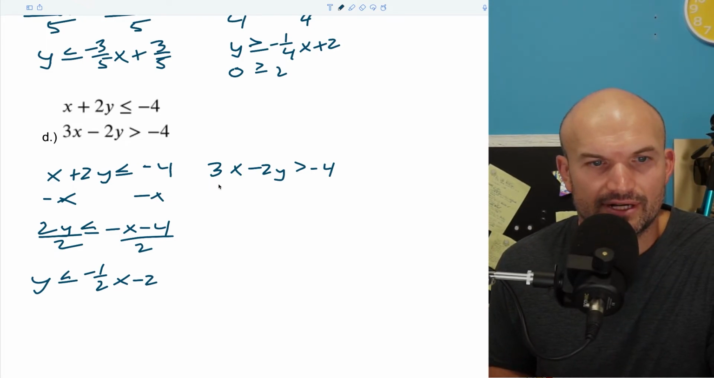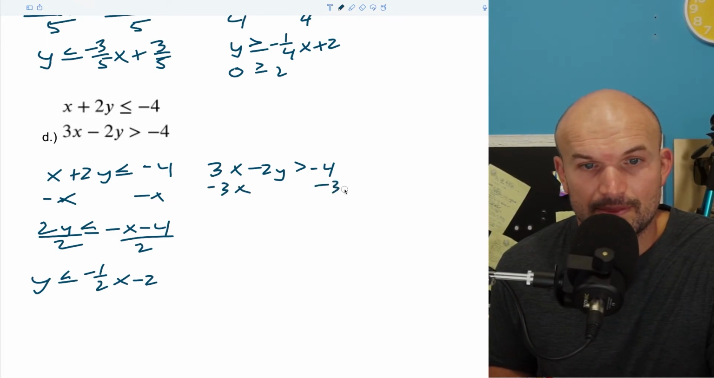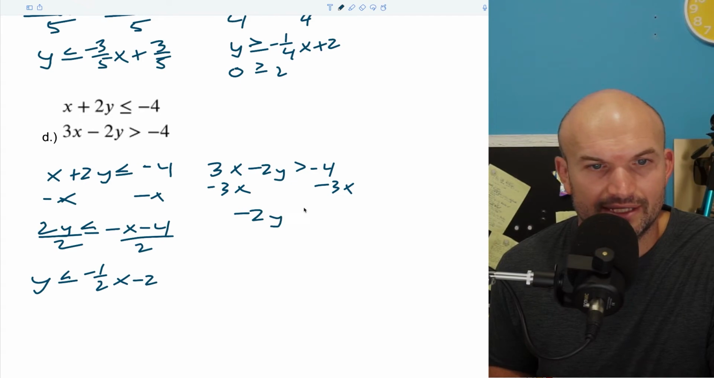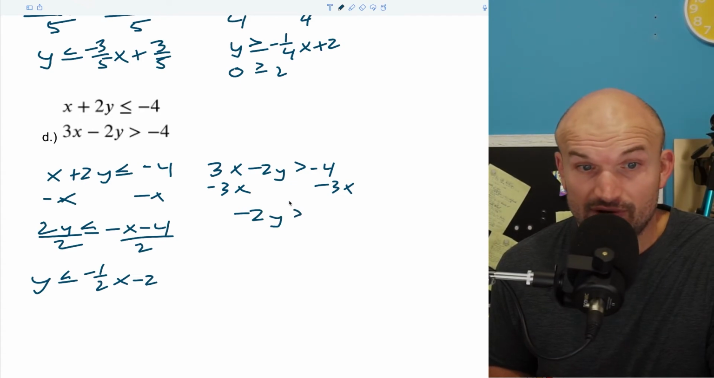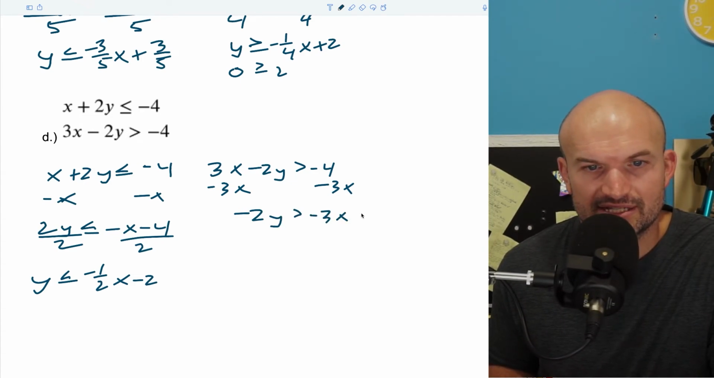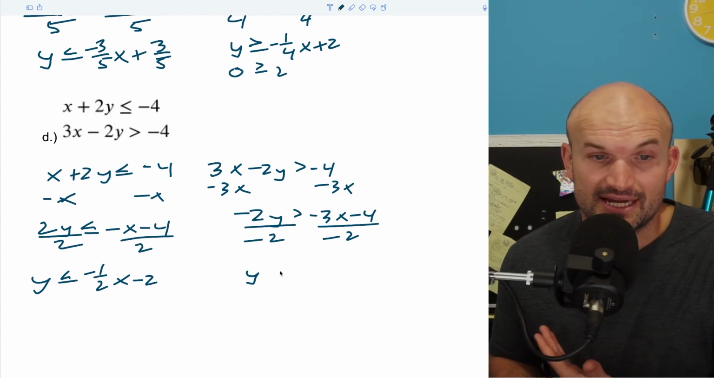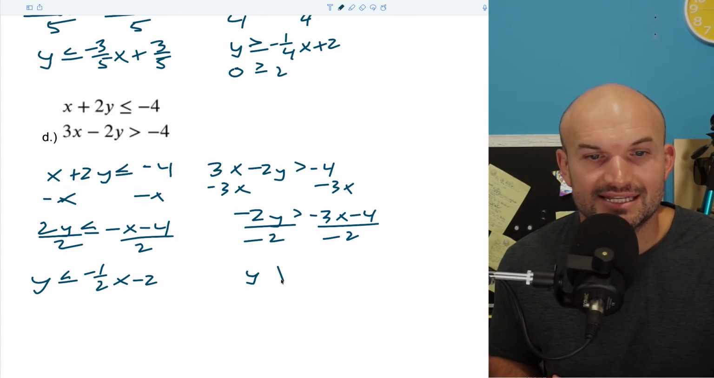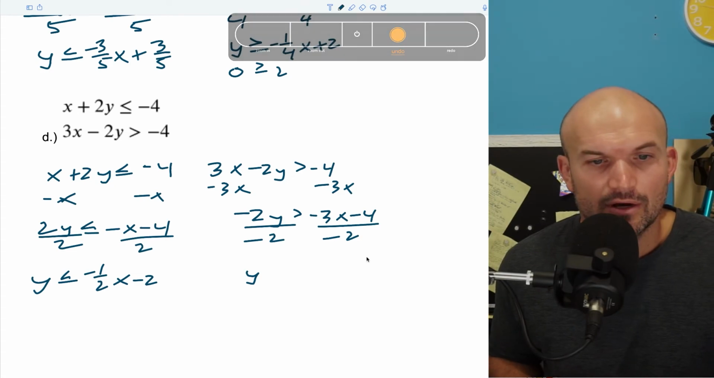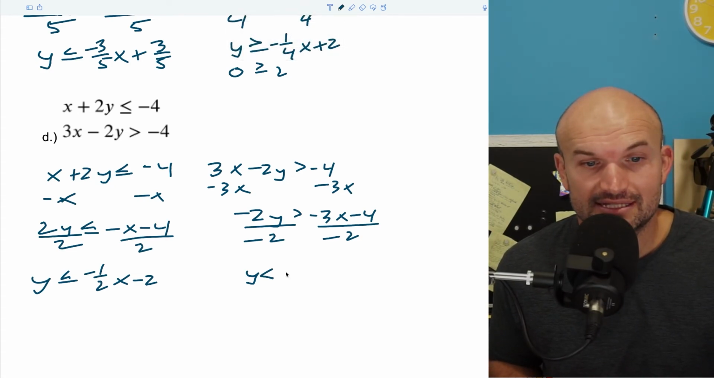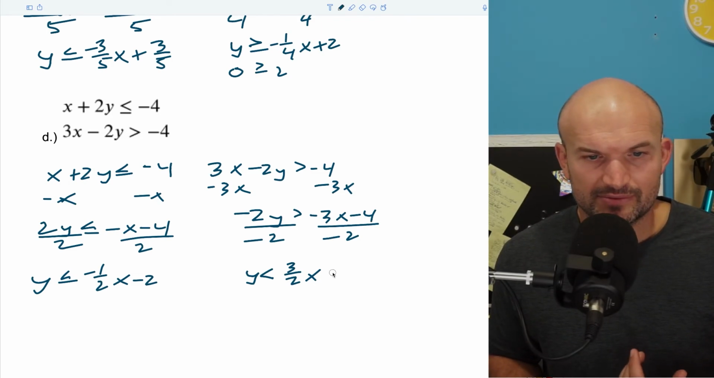All right, and then over here, we're going to subtract 3x. I'll have -2y is going to be greater than -3x minus 4. Divide by -2, divide by -2. Remember, when we divide, we have to flip the sign, right? So that's going to be y is less than, let's see, this would be positive 3/2 x, and -4 divided by -2 is going to be a positive 2.